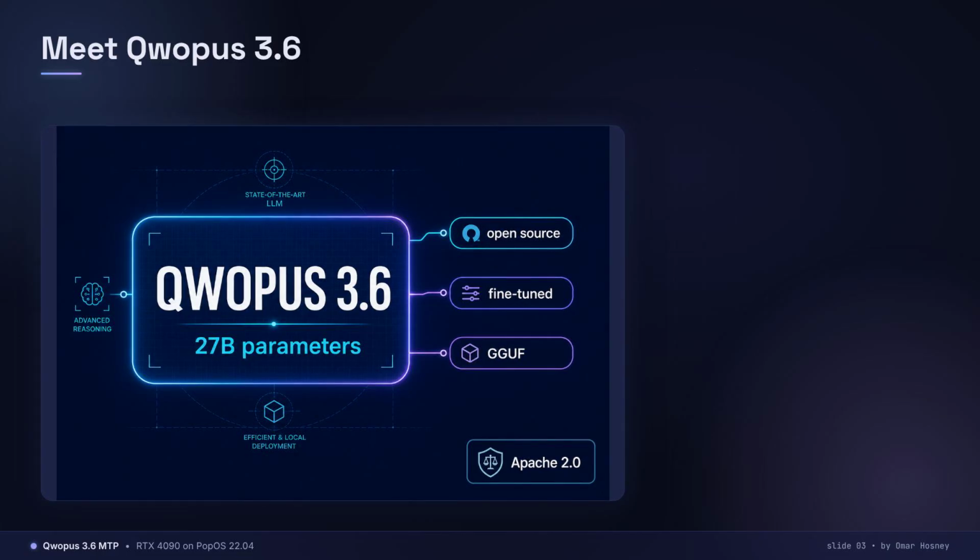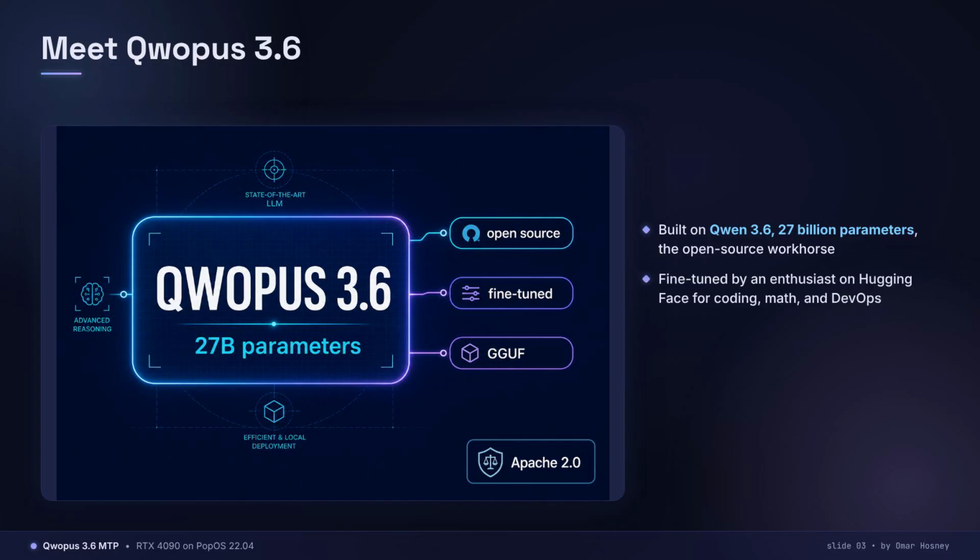Qwopus 3.6 is a language model with 27 billion parameters. Think of those parameters as little dials inside the model's brain that got tuned during training. It was built on top of the Qwen 3.6 family, then fine-tuned by an independent author for tasks like writing code, solving math problems, and answering DevOps questions.